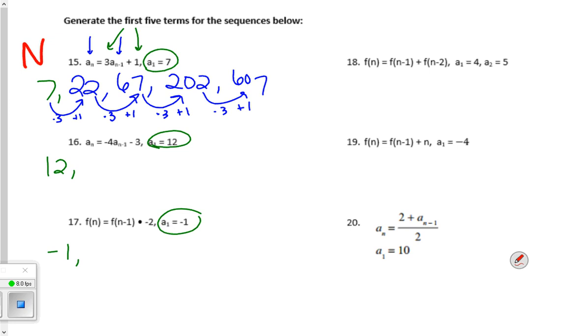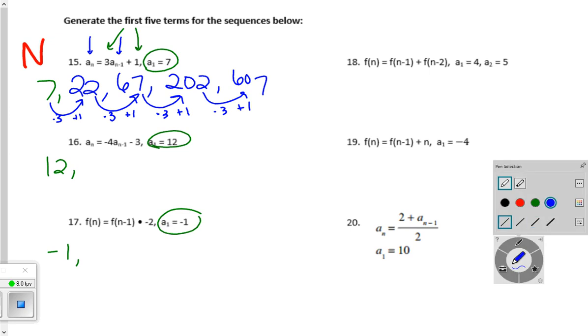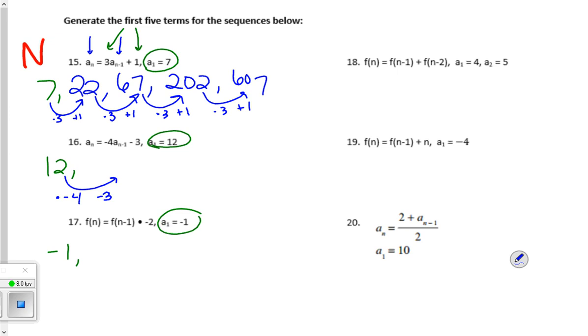So I just kind of want to make sure I showed you an example of that. So number 16 here, same thing. They've given you a little bit more of a complicated formula that says you're going to multiply by -4 and subtract 3. So again, I need to multiply this by -4 and then subtract 3. So times -4 would be -48, minus 3 would be -51. What did I say? 48, 51. Then again, we do it again.